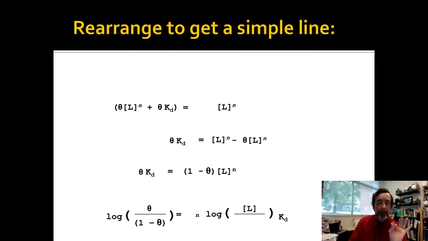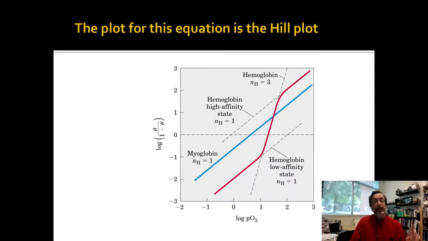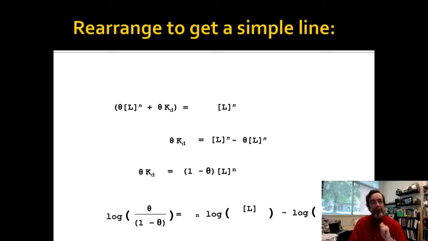And once we do that, we just move stuff around. We have this weird log term on the left, but we have all of our theta on the left, which I want to be my y, all my L on the right, and it is without an exponent, which means if I just take the log of it, I get a straight line. And I get a straight line where the slope is n. Okay? That's the one thing I want to show you. You see that on the bottom?